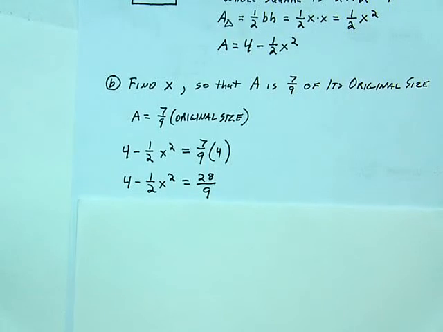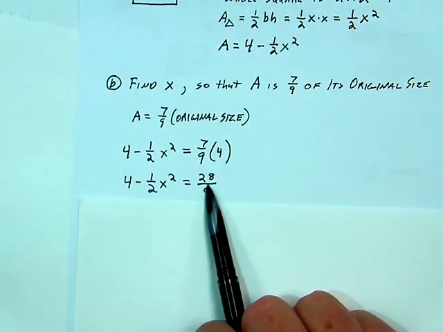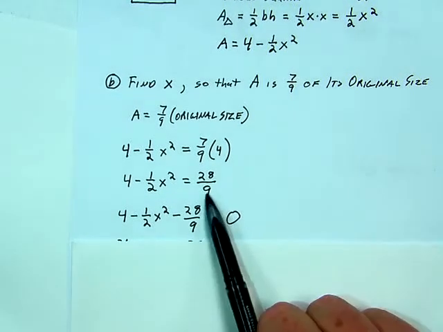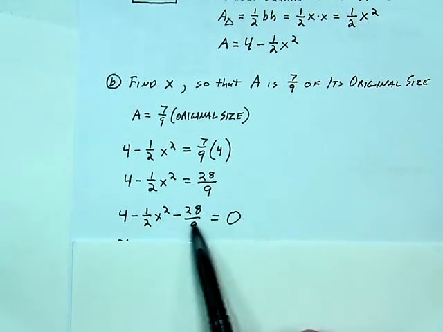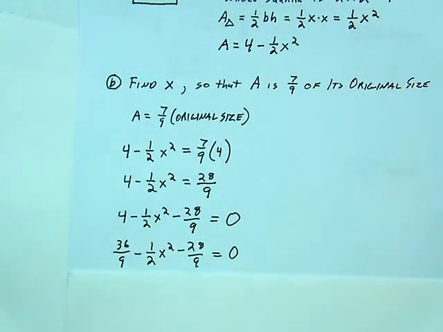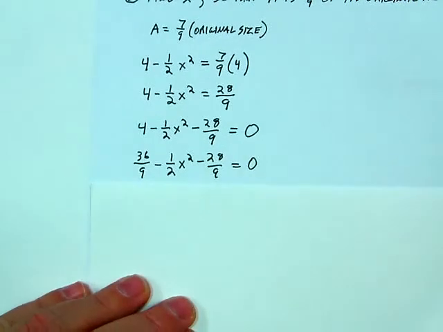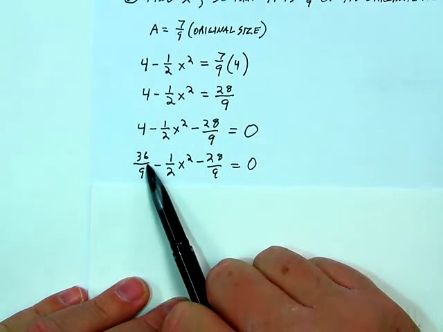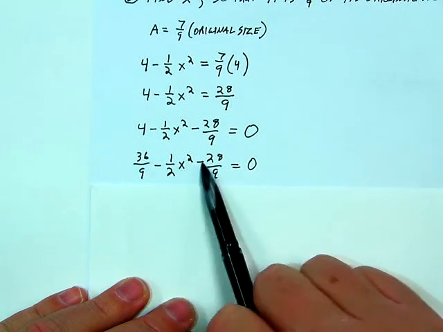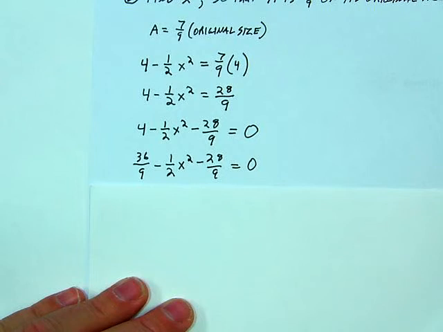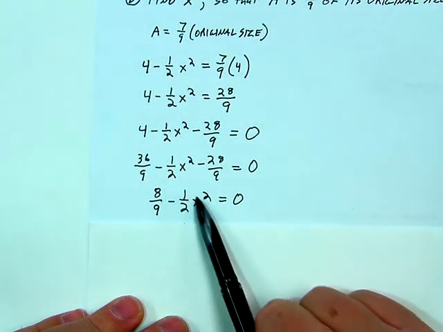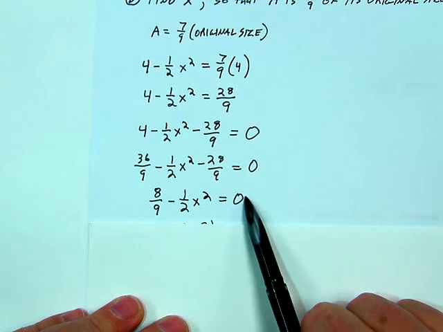First thing I'm going to do is change this over to 28/9. Then I'm going to subtract 28/9 from both sides, which leaves a 0 on this side, and you can see I subtracted 28/9 here. Now I'm going to change the 4 to 36/9, so I have a common denominator. 36/9 minus 28/9 leaves me with 8/9. I still have my minus 1/2 x squared, and the whole thing is still equal to 0.